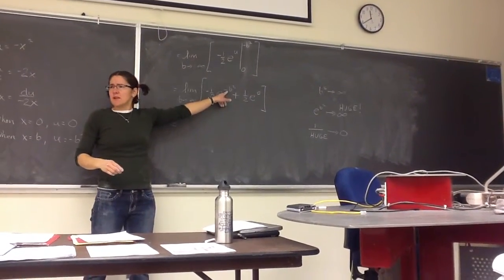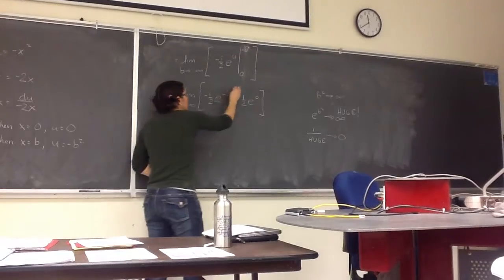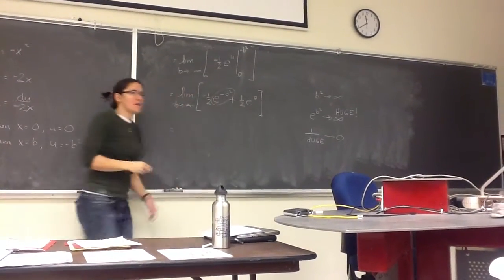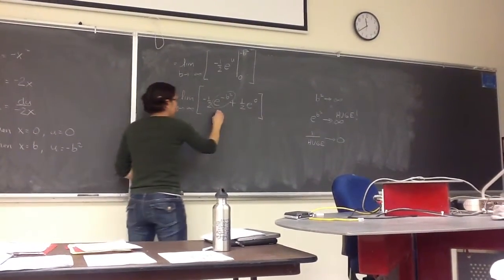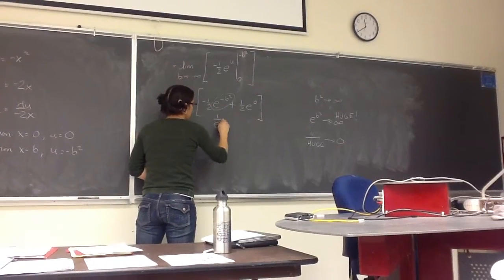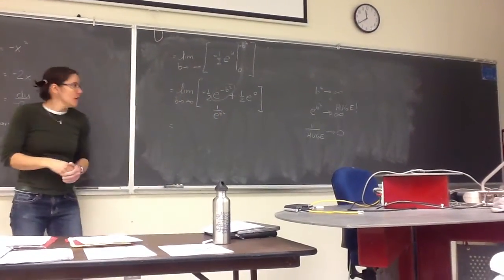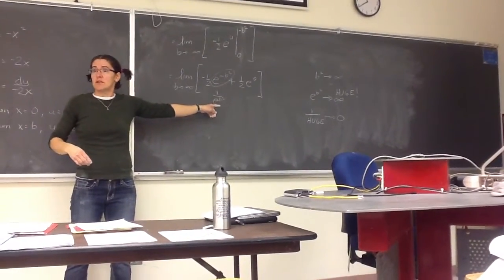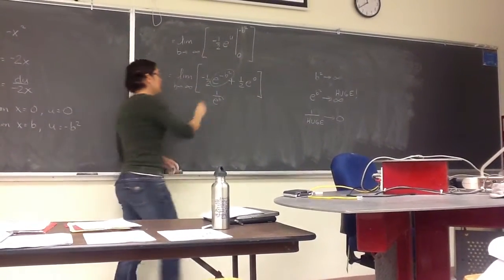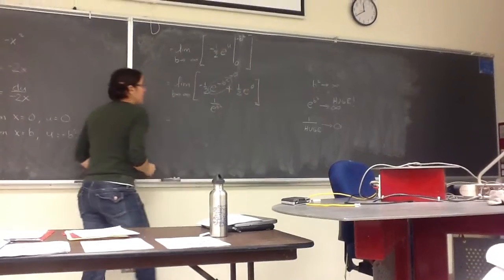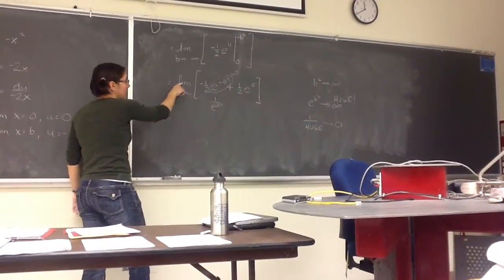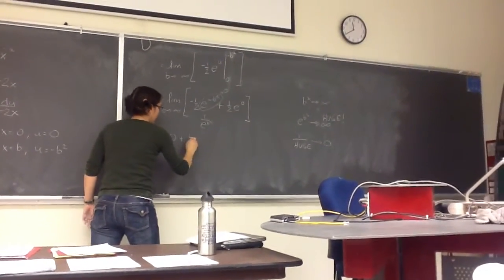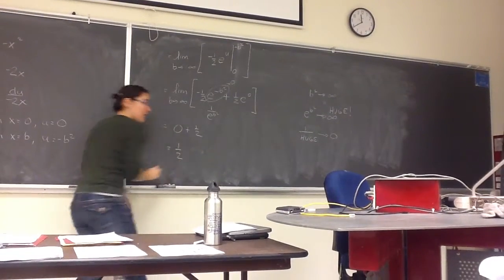And just like we analyzed last time, this e to the minus b squared, I can think of that as 1 over e to the b squared. And as b gets really big, my denominator is getting stinking huge. So 1 over that denominator is going to go to 0. And so I'm left with 0 plus 1/2, which gives me a positive 1/2.